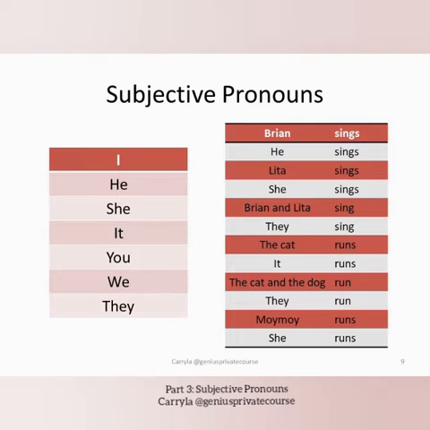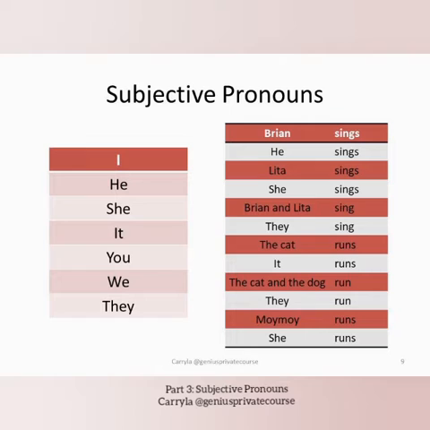Okay, let's take a look. Brian sings. Brian is a boy, so we can change it into he. He sings. Lita sings. Lita is a girl. It could be she. She sings. Next, Brian and Lita sing. Remember, when more than one person, so it will use verb without s or es. Brian and Lita sing. So Brian and Lita, it could be changed into they sing.